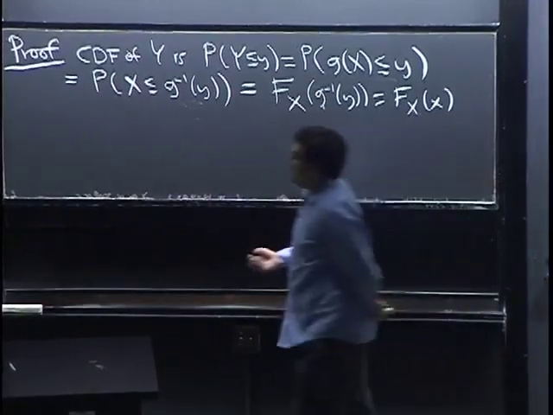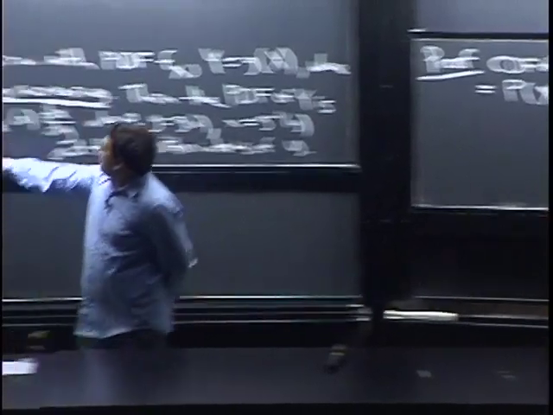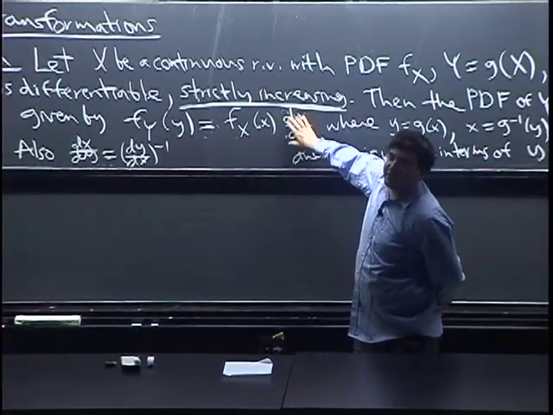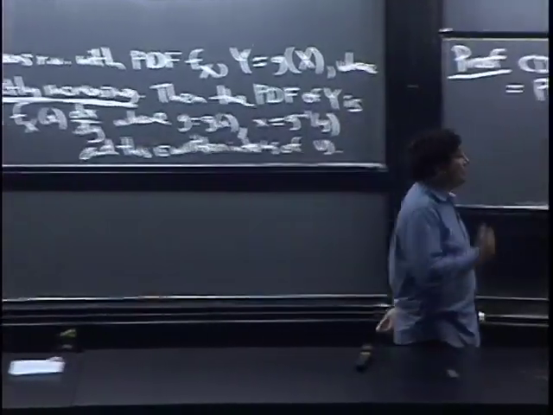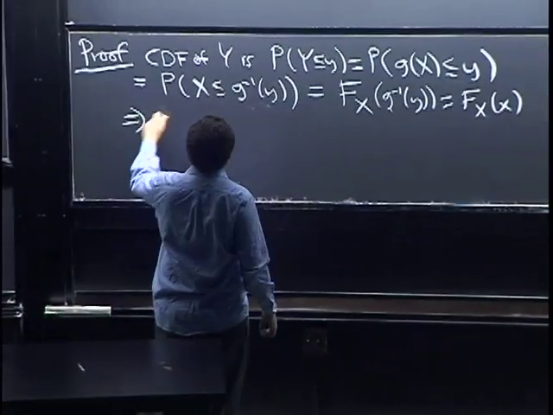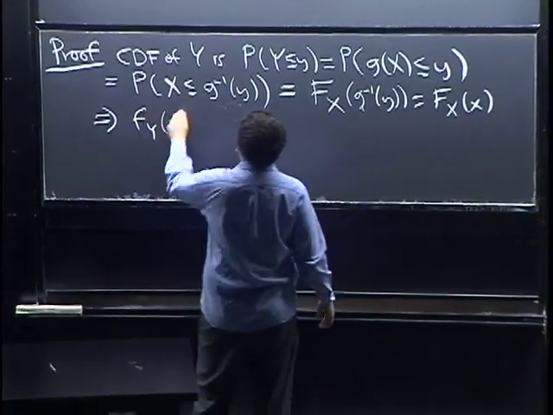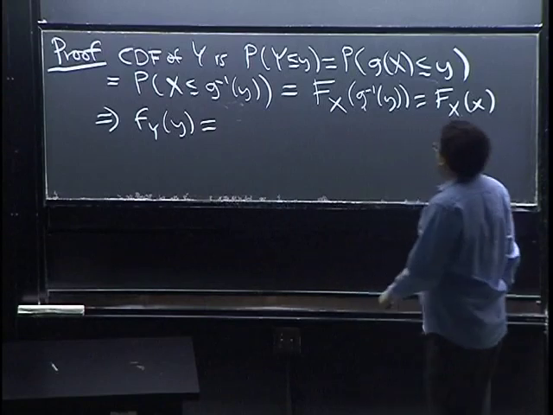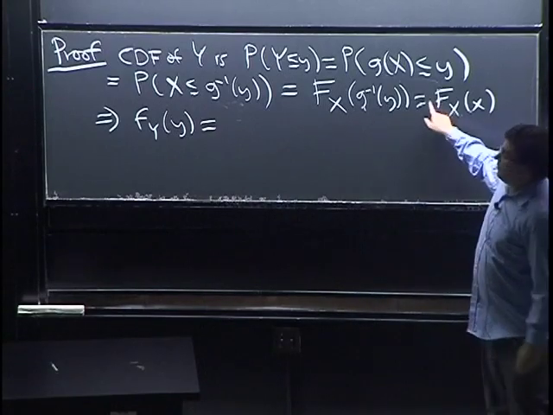But for the PDF, you can't just say this equals this, that you have this derivative that comes up. That's from the chain rule. So now let's just take the derivative of both sides, fy of y equals, so I'm differentiating with respect to y.